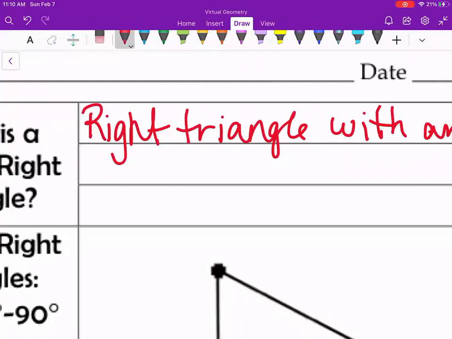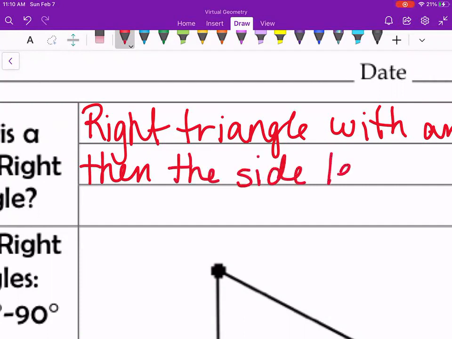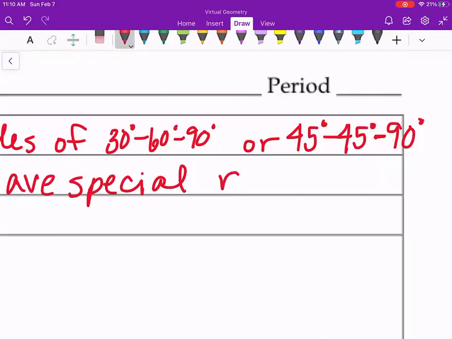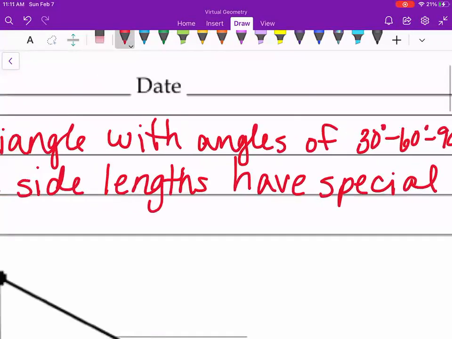If your triangle does have those angle measures, then the side lengths have special relationships. Hence why they're called special right triangles. And we're going to take a look at those special relationships over the next several days. So we're just focusing on the 30, 60, 90 today.